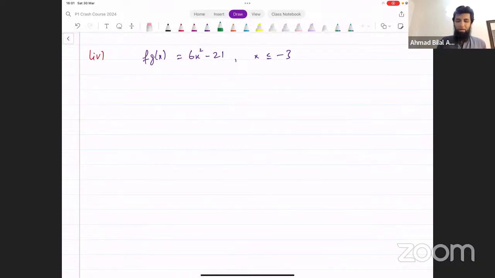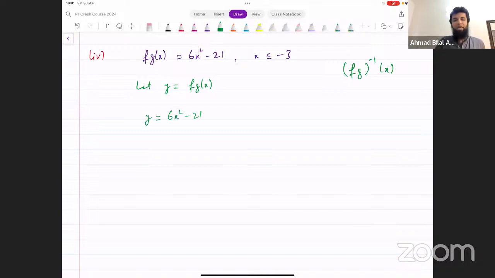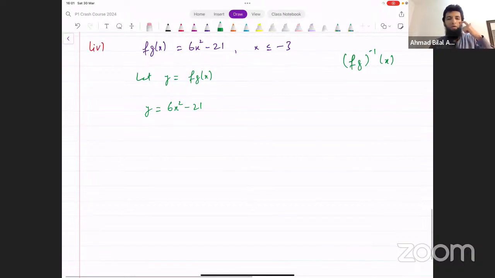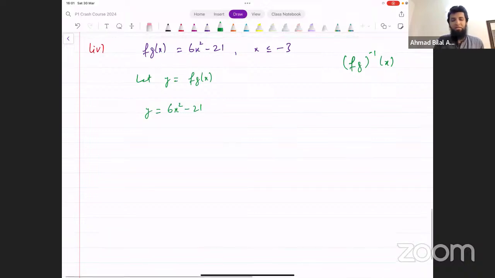All right. Now, we just treat it like any other function, right? So we have to find fg whole inverse of x, the inverse of this whole function. So just use the standard process for finding the inverse. Let y equal fg of x, so it becomes y equals 6x squared minus 21. Make x the subject. Generally, you would have to complete the square for quadratic functions first. Now, in this case, you don't have any x term.